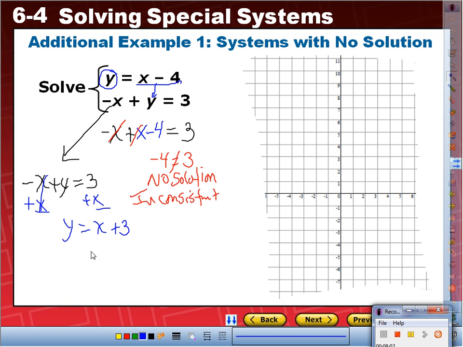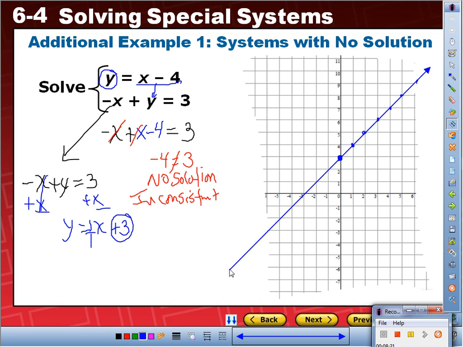So I start with my y-intercept, which is 3. So therefore, this is 3. This is right there. And what is my slope? 1 up and 1 to the right. 1 up, 1 to the right. And I'm going to graph that in blue. Make sure you extend your lines all the way through.